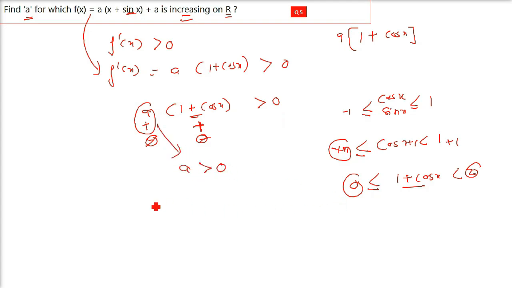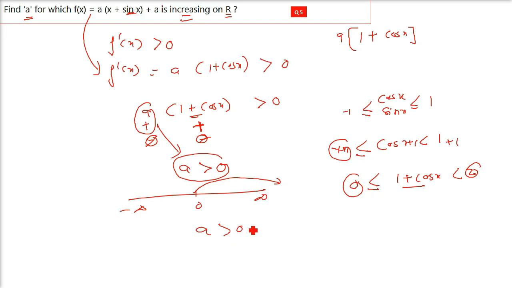But are you satisfied with this? A is greater than 0? No. When we make a number line, we go from -infinity to infinity. We are talking about A greater than 0, so anything greater than 0 till infinity is what we want. So A greater than 0 simply means A belongs to 0 to infinity.